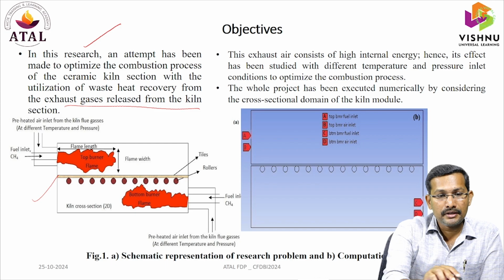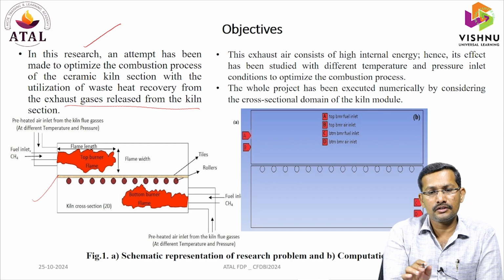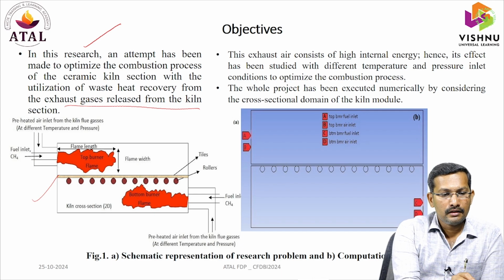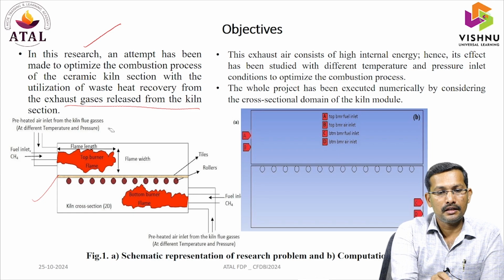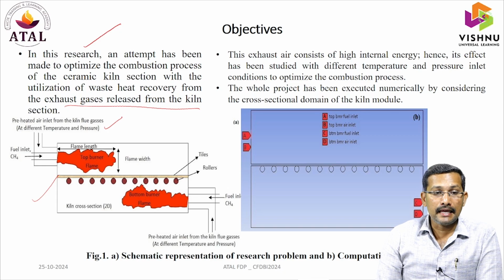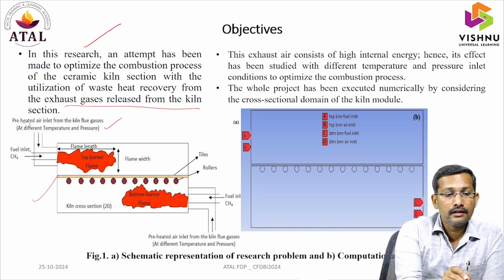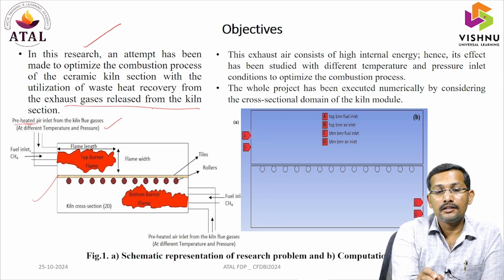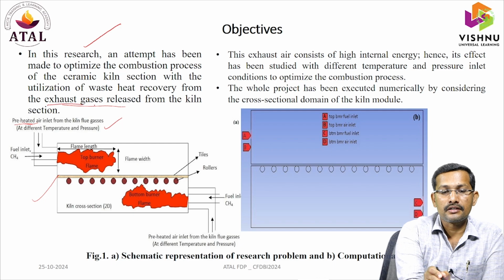In this approach, an attempt has been made to optimize the combustion process of the ceramic kiln section with the utilization of waste heat recovery from the exhaust gases released from the kiln section. Now this is the fuel inlet, CH4, and this is the preheated air inlet from the kiln flue gases at different temperatures. Preheated air means the air has been preheated using the heat taken from the exhaust gases released from the kiln section.